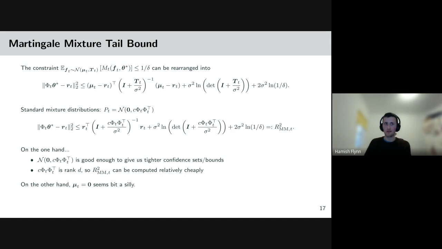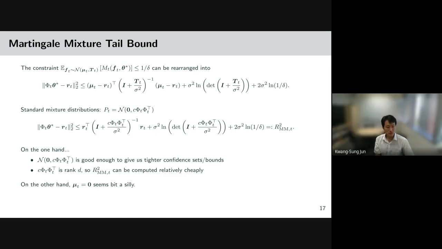Okay, and with that, we're done with all the Martingale stuff, and we can see what confidence sets based on this inequality actually look like. Okay, so can you give us some intuition on why this looks like a reasonable choice, this covariance matrix C times phi t transpose? Any intuition you can provide on why that's a reasonable distribution?